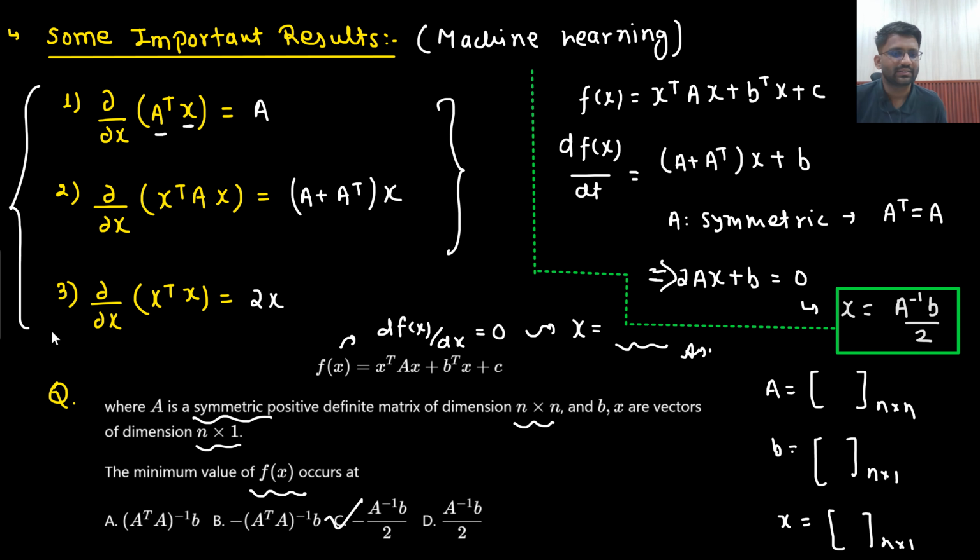Okay, only 3 results. And most probably if some other question is framed in some different manner, then they will use these 3 identities only. Don't worry about anything else. Understandable? So if you remember all these 3 identities, then you will be able to solve this question.